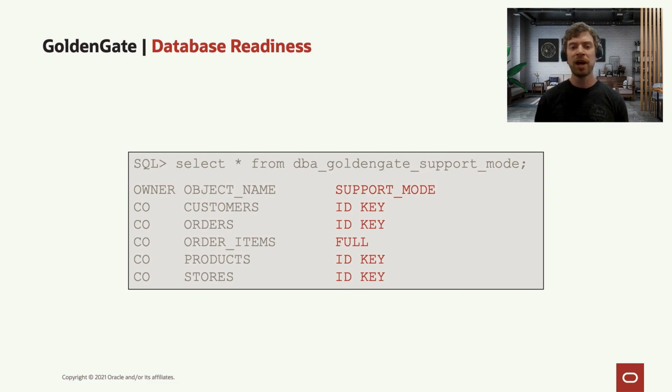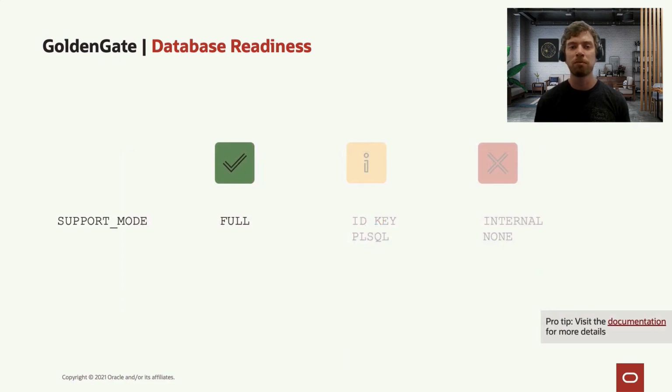So you see here, we have some examples of the support mode like ID key or full. So let's see what they represent. If you have support mode full, means all good. Object is fully supported for GoldenGate.